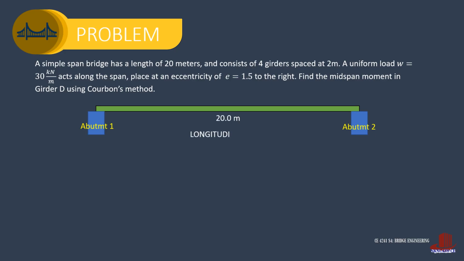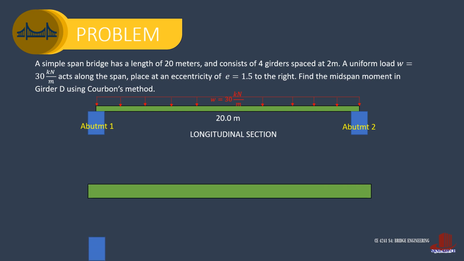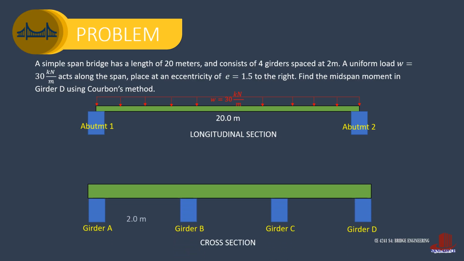The bridge's longitudinal section shows its length of 20 meters. And the uniformly distributed load of 30 kilonewtons per meter is also observed. The bridge's cross-section shows the 4 girders A to D, spaced at 2 meters. Drawing the center line, girder A then is located at -3, girder B at -1, girder C is located at +1, and girder D at +3. Lastly, the line of uniformly distributed load is shown at 1.5 meters to the right of the center line.